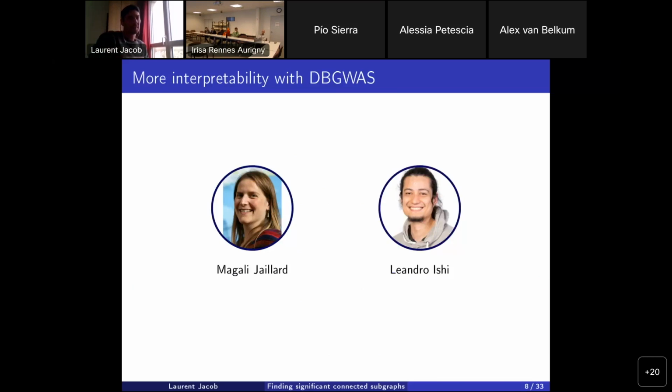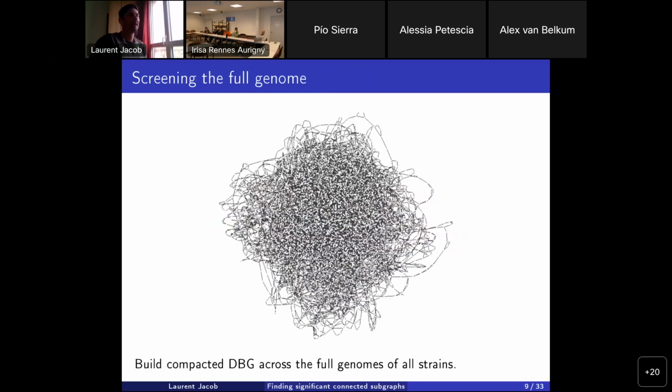The first step maybe for that is a work that was done by Magali Jaillard and Leandro Ishii during their PhDs. It was a tool called GWAS, and in this tool, we only used the de Bruijn graph for interpretation of the k-mers. We tested the k-mers and we tried to make some sense out of it with the de Bruijn graph.